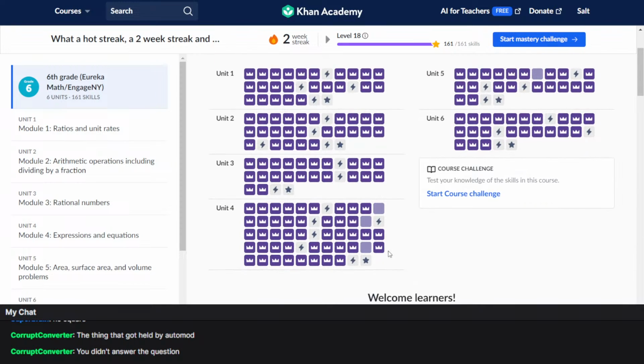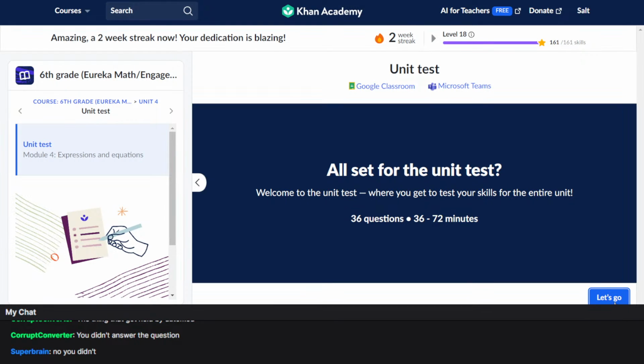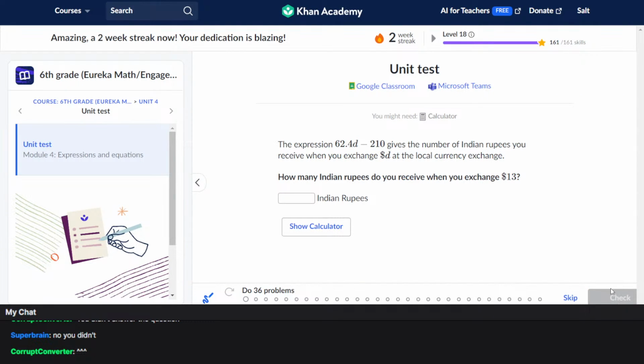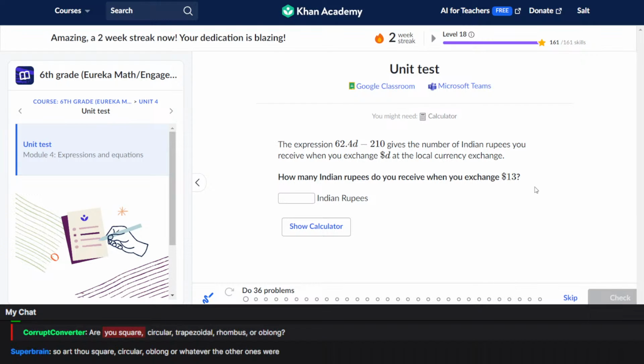Okay, I'll just do some of these because 36 is a lot. Yeah, I did. Superbrain says no, you didn't. Yeah, I did. The expression 2.4b minus 210 gives the number of Indian rupees you receive when you exchange $b at a currency exchange. What do you mean? You guys are trolling. Corrupt Converter says what's your answer? I know, right? 30. It's nice. How many rupees do you receive when you exchange $13?